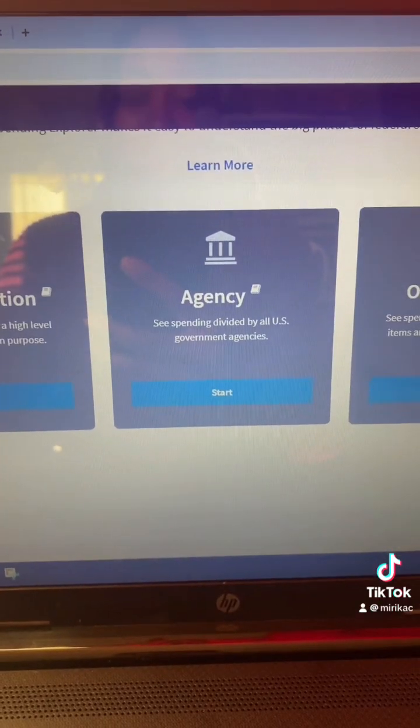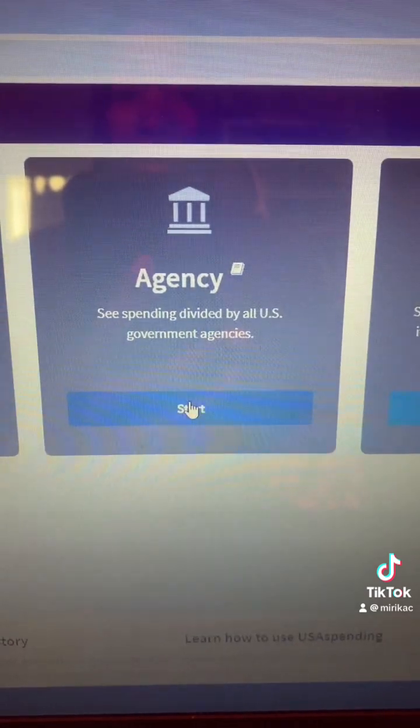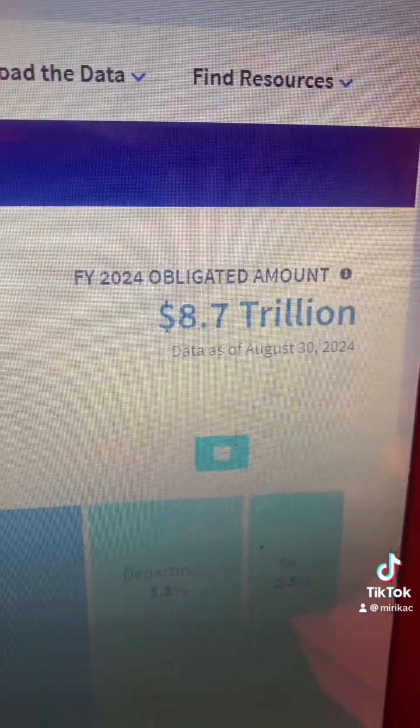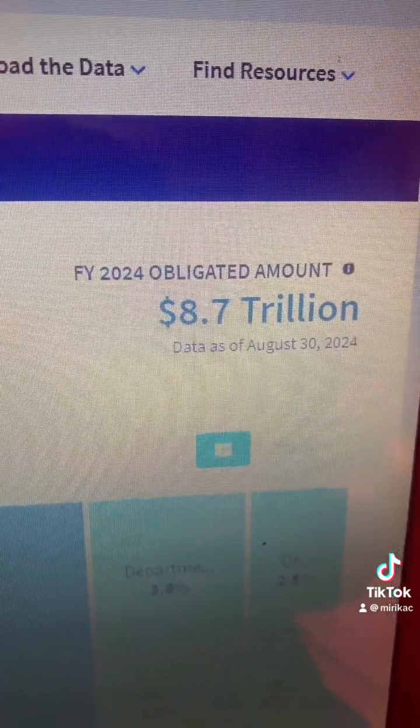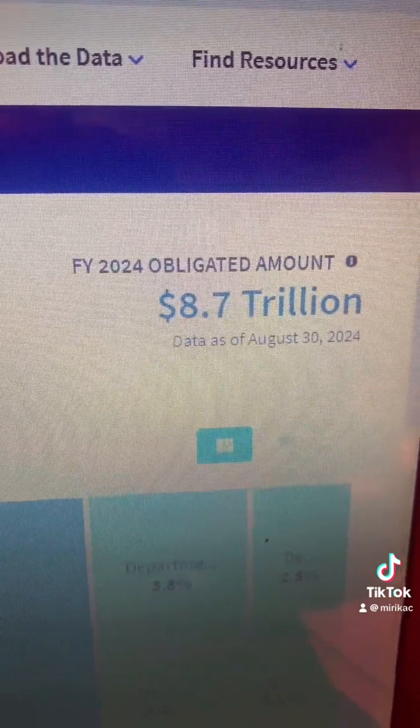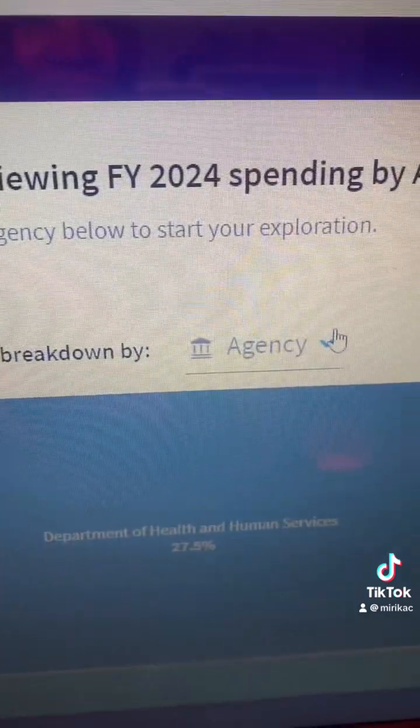Okay. This is what the government means when they say allocate or allocating money. Okay, they're distributing the money and it's being used for a particular purpose. So after the government collects the money, we're going to go into here. It's loading. All right. So here's the obligated amount, $8.7 trillion as of August 2024. And we're going to see the breakdown by agency.